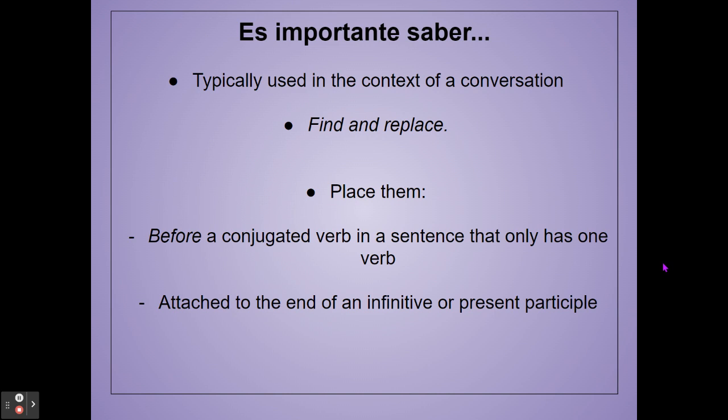Once again, it's important to know that these are typically used in the context of a conversation to avoid repeating ourselves nonstop, repeating proper names, etc. For our purposes now, you're going to be finding and replacing them, just like we were with direct object pronouns. The rules for placement, if we're using just the indirect object pronoun, not the direct as well, are the same. So it's similar to what you're used to. You can either place them before a conjugated verb in a sentence that has only one verb, or you can attach them to the end of an infinitive, your original AR, ER, or IR form of a verb, or a present participle, which is the ando and iendo form.